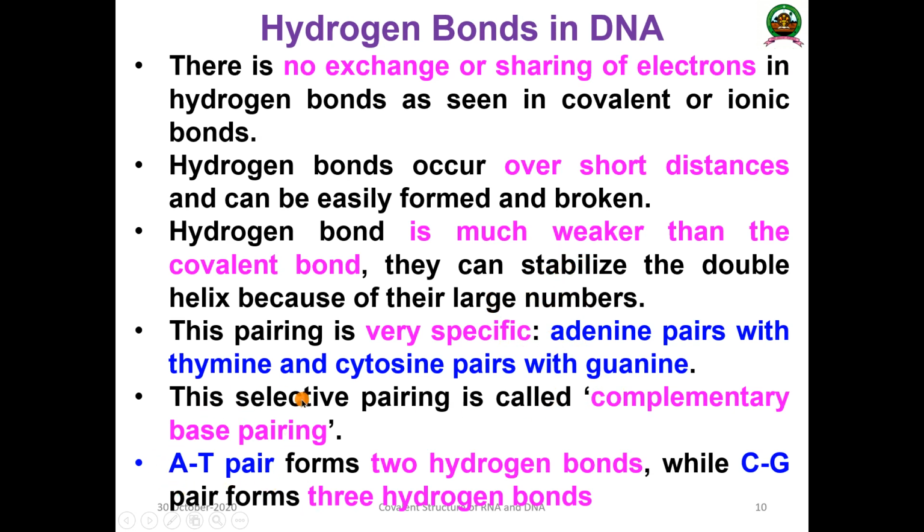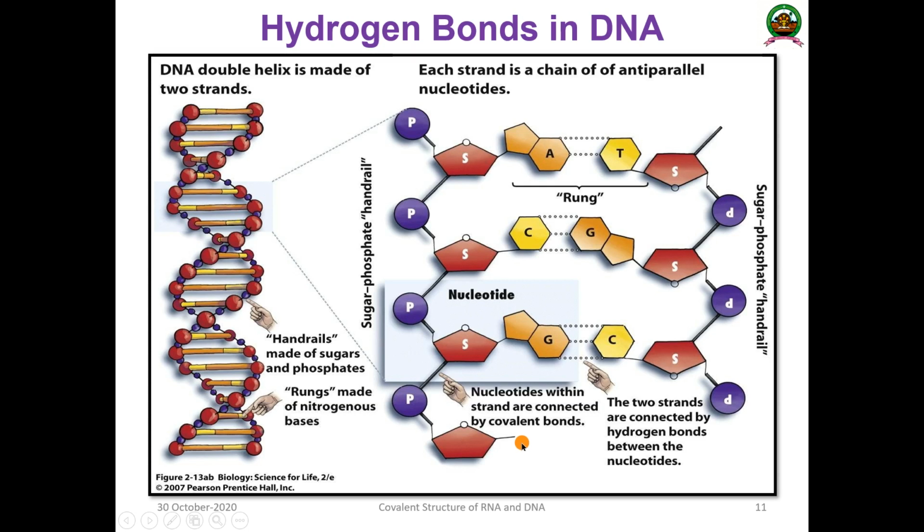Adenine and thymine pair by the formation of 2 hydrogen bonds, while cytosine and guanine pair with 3 hydrogen bonds. That is the important information here. Adenine and thymine form a bond via 2 hydrogen bonds, while cytosine and guanine produce 3 hydrogen bonds.